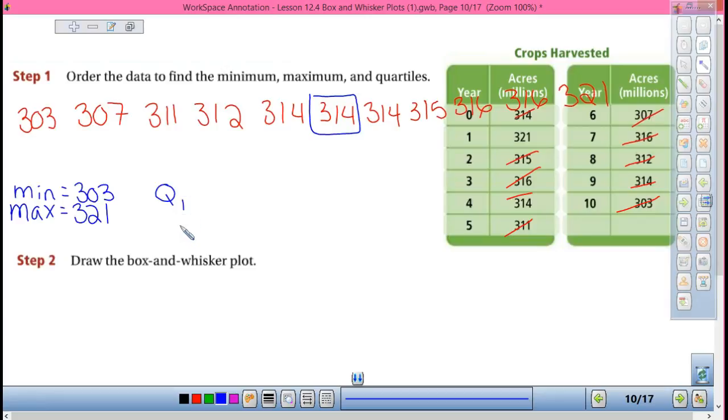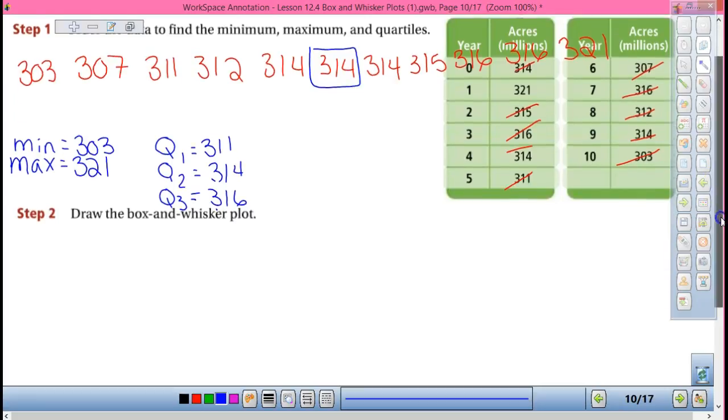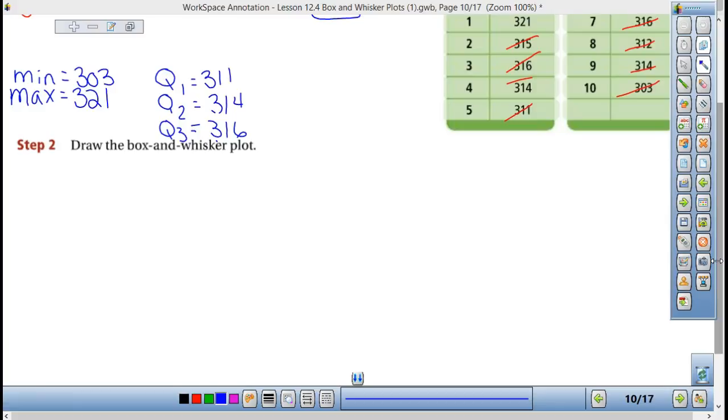Okay, my quartile 1. So now I'm looking at this set right here. 311. Quartile 2 we said was 314. There you go. And then your quartile 3. So you're looking at your second half, which is 316. Good. Well, that's 136 is not 316, even though it does include all the numbers. Woo!